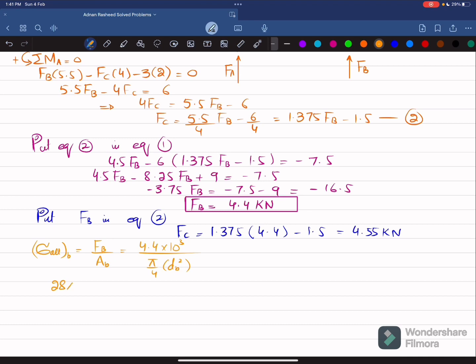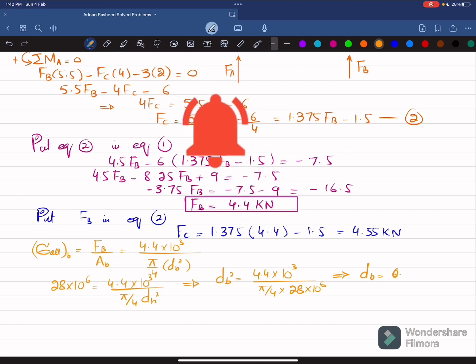So I can write 28 into 10 to the power 6 is equal to 4.4 multiplied by 10 to the power 3 divided by pi by 4 dB square. So from here you will get dB square is equal to 4.4 multiplied by 10 to the power 3 divided by pi by 4 into 28 into 10 to the power 6. And if you take the square root on both sides, you will get the diameter of bolt will be 0.00611 meter. Our diameter of bolt will be equal to 6.11 millimeter. So this is the answer of our first part.